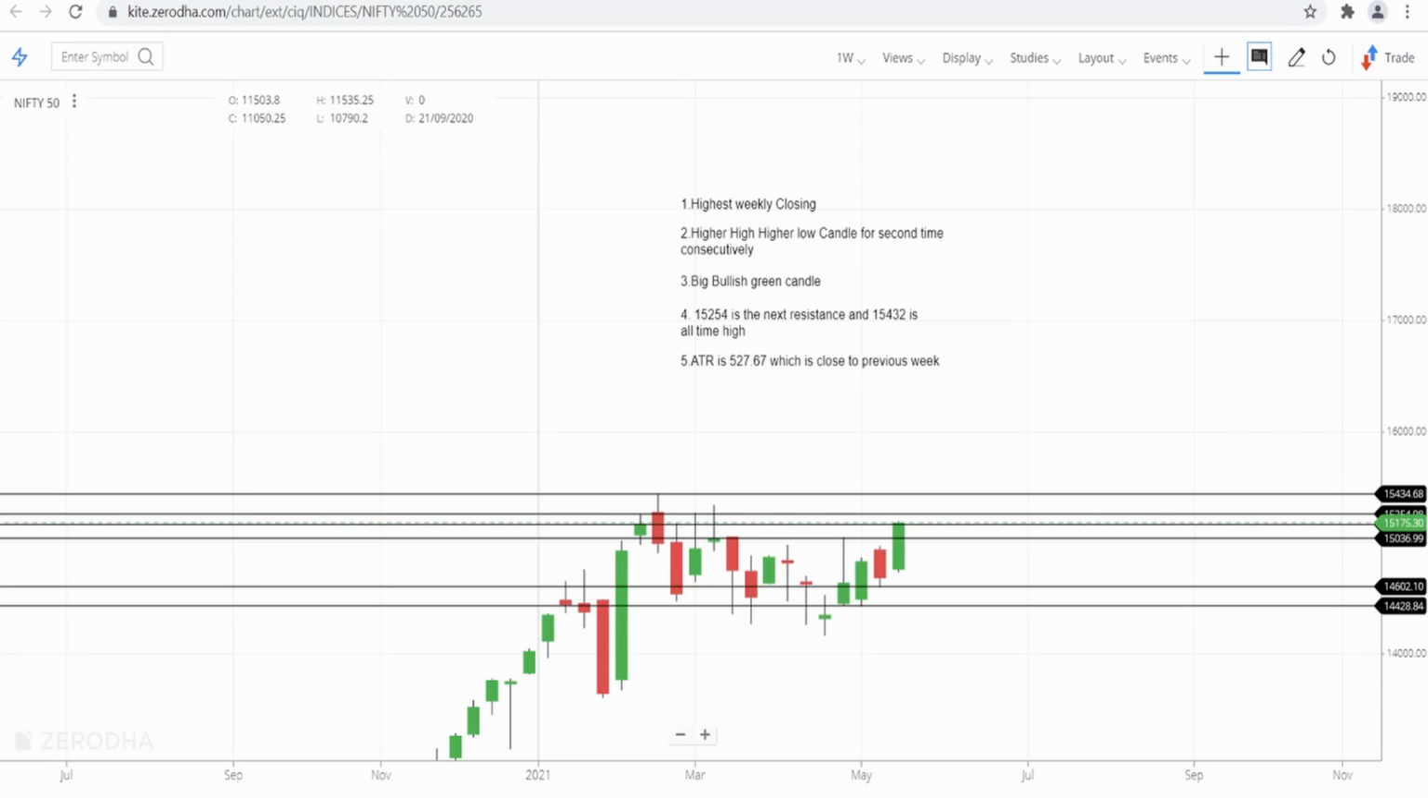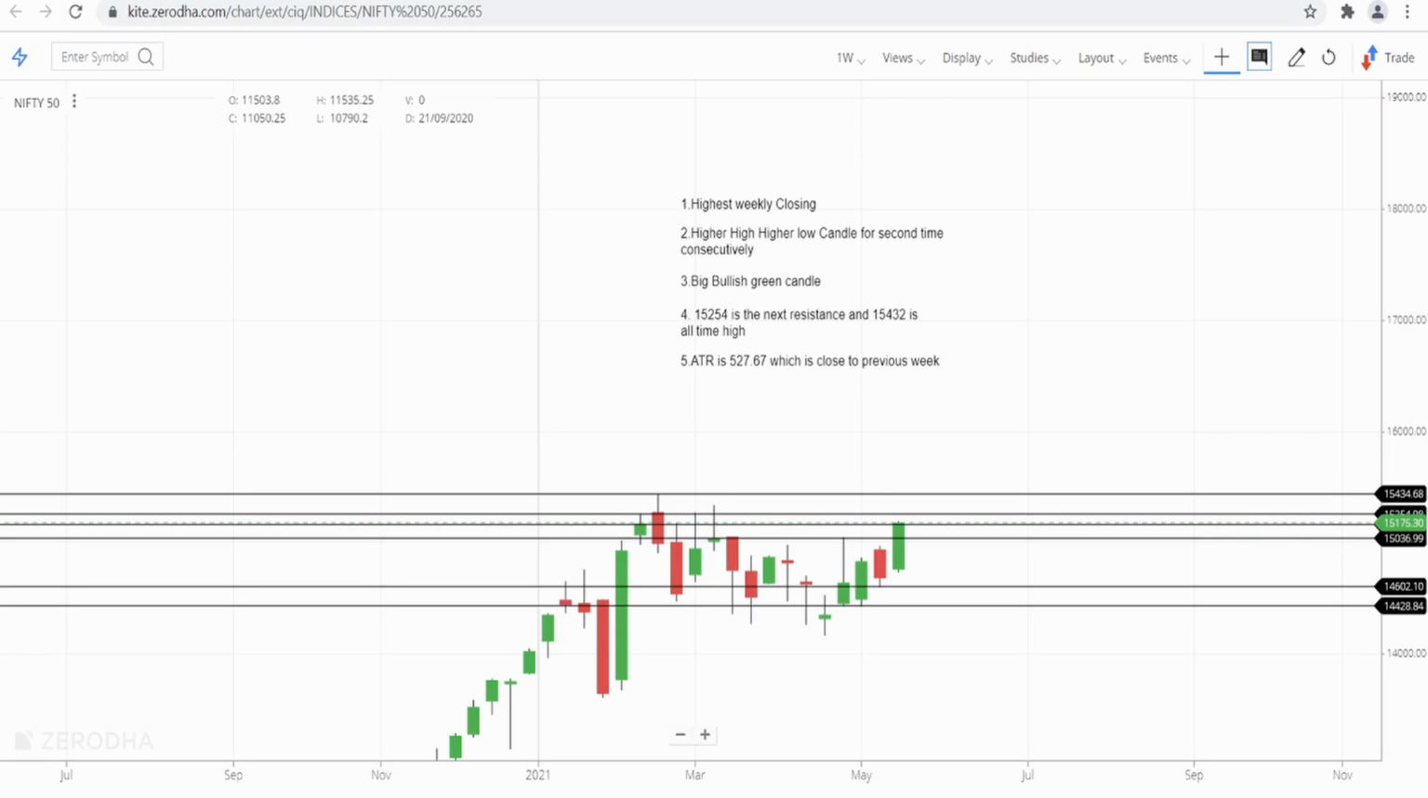It's also a big bullish green candle here, and the next resistance we can see is 50,254, and 50,432 is the all-time high. By analyzing these charts, these two levels are very much possible in the coming week itself.